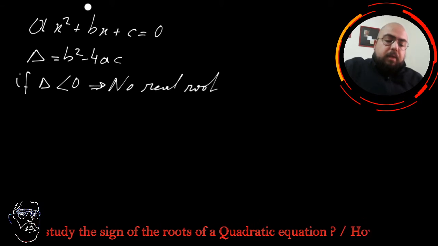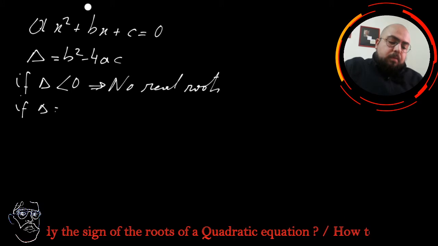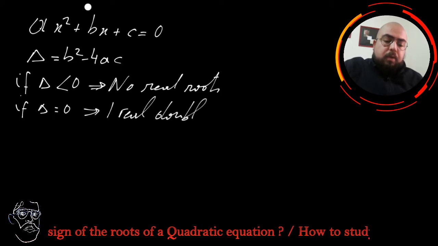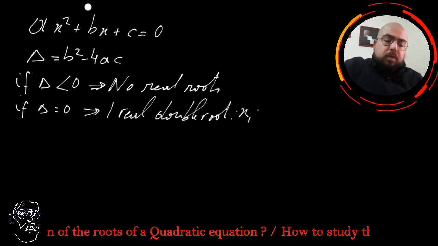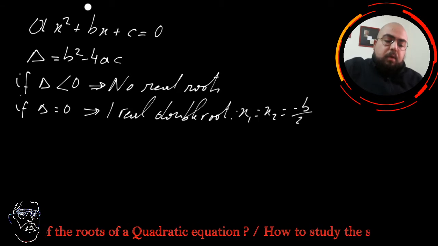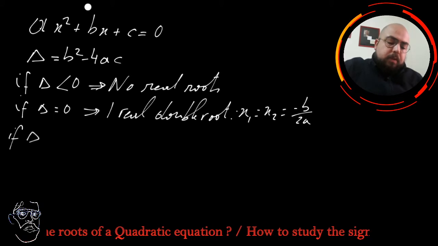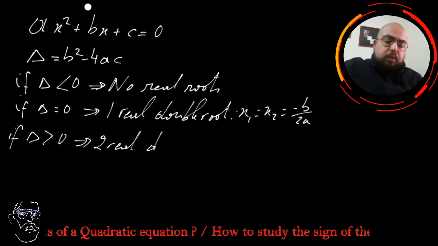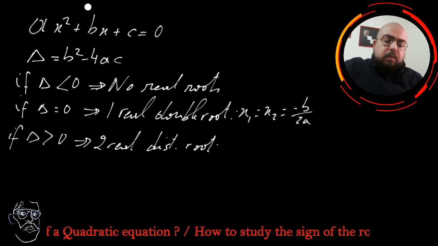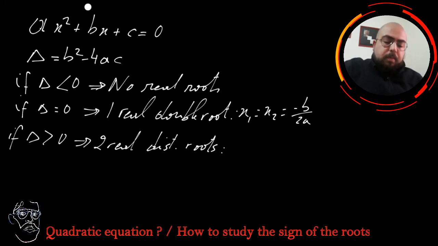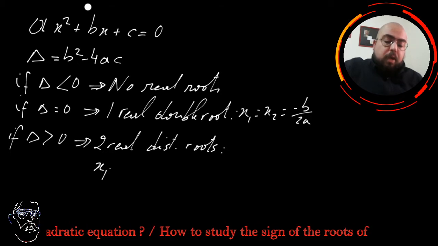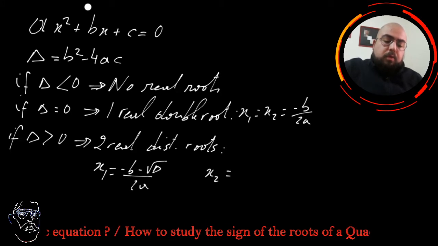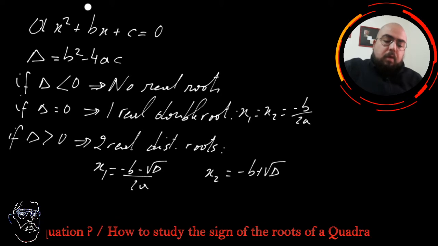Now, whenever delta is 0, it means that you have one real double root, and of course one real double root means x1 is equal to x2 is equal to minus b over 2a. And if delta was positive, you have two real distinct roots. Of course, in this case, we already mentioned the formulas of each root. x1 is equal to minus b minus square root of delta over 2a, and x2 is equal to minus b plus square root of delta over 2a.